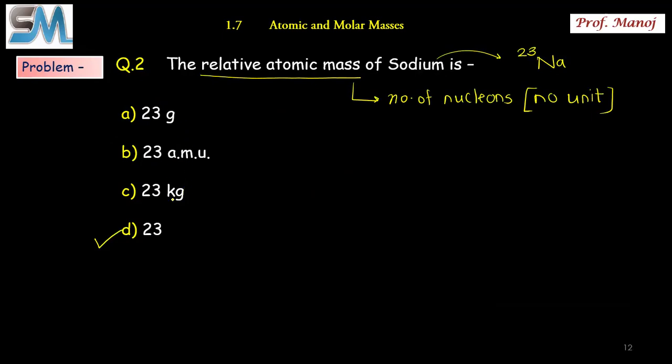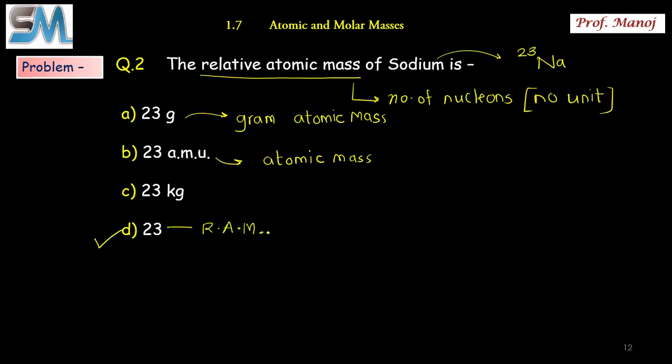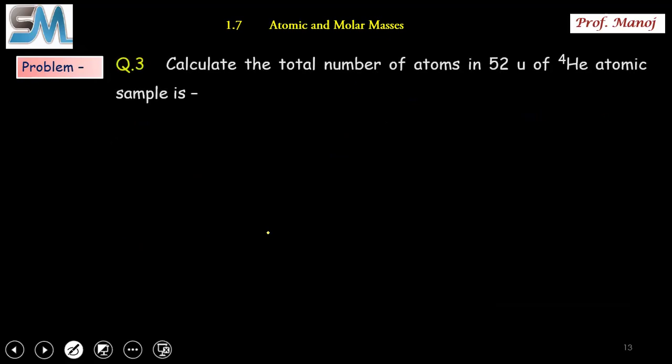By the way, if you check the other answers, what is this? This is going to be gram atomic mass. Isn't it? We write it with gram. What is AMU? This is simply going to be atomic mass. And kilogram would be in case you report it as kilogram. So this is going to be our relative atomic mass. Go ahead, let us see one more question.